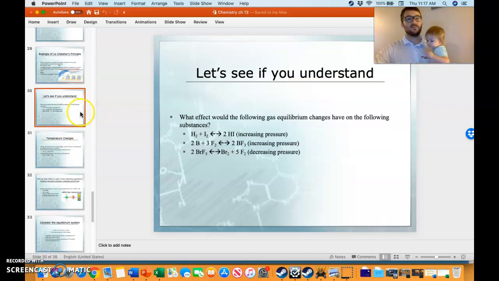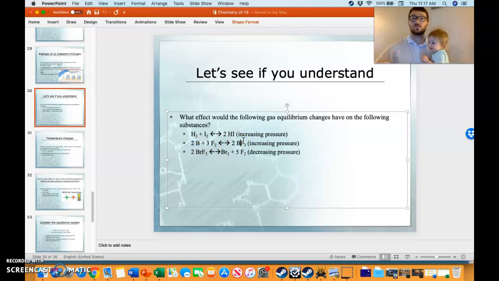Favorability is tough. For instance, an increase in pressure goes towards a lesser number of moles. A decrease in pressure goes towards a greater number of moles. So here, if we increase the pressure, there's 2 moles on the left side and 2 moles on the right side, so an increase in pressure is not going to do anything. But if we increase pressure here, there's 5 moles on the reactant side and 2 on the product side, so it's going to go to the product. Increased pressure goes towards fewer moles.